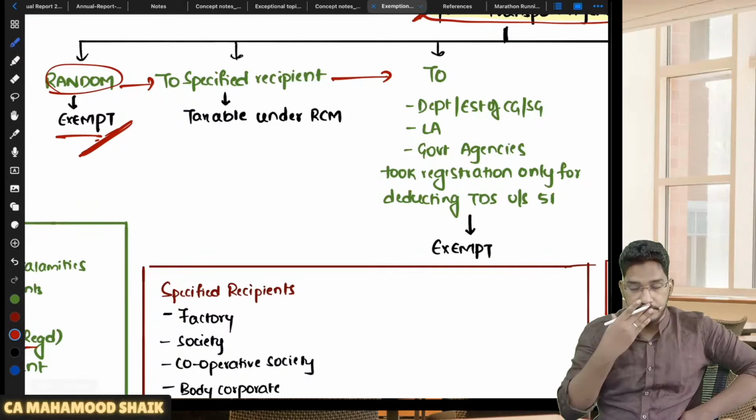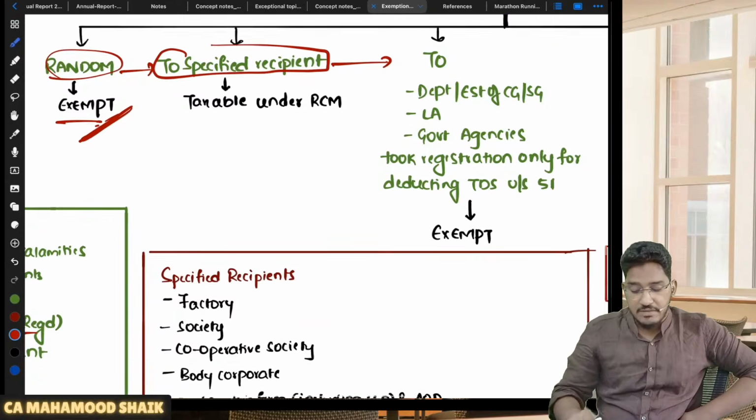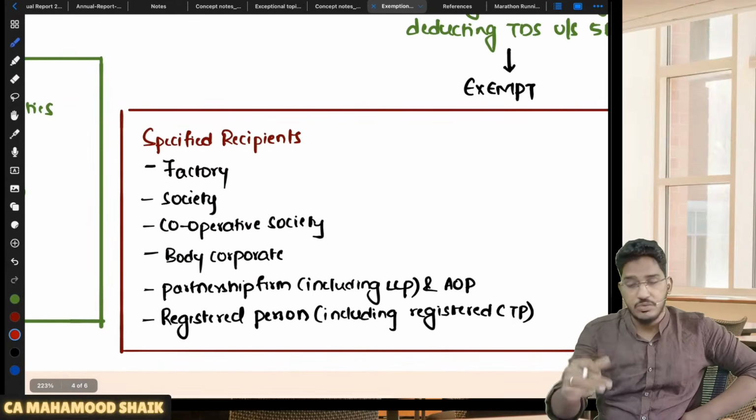Check who is the recipient. Goods are getting transported through GTA, but the goods are not falling under random category. Then you check who is the recipient. If the recipient is falling under specified recipient. Sir, who is specified recipient?